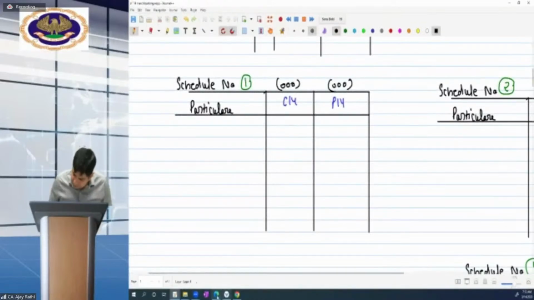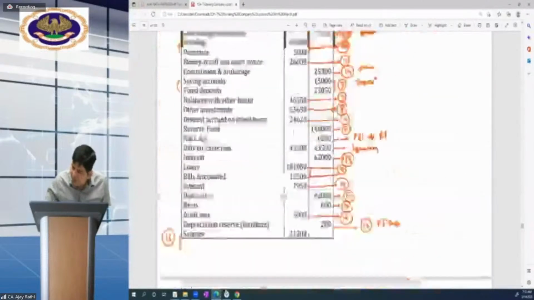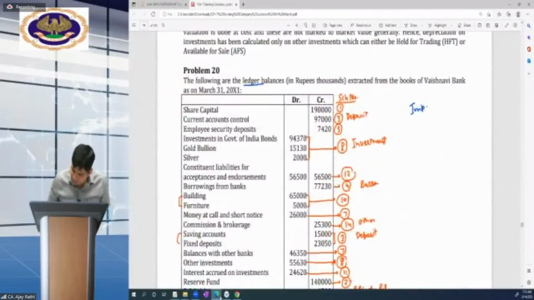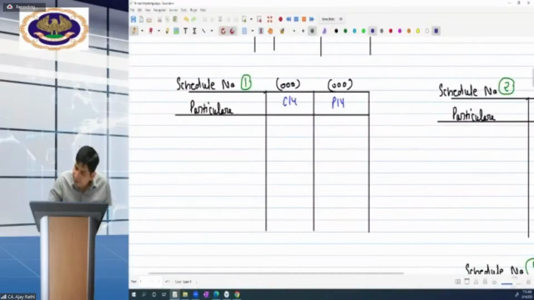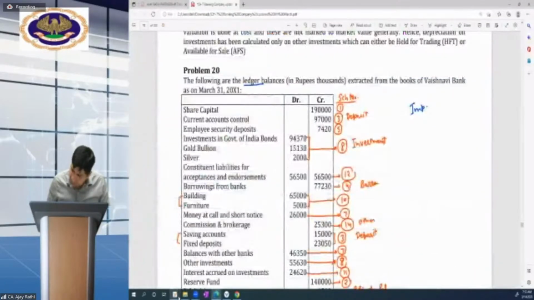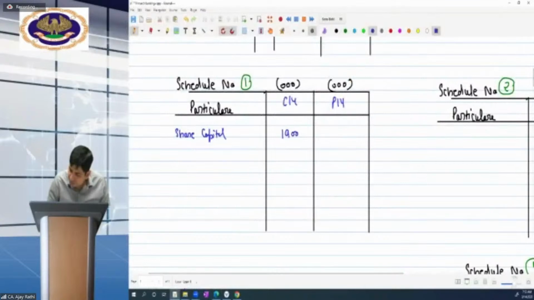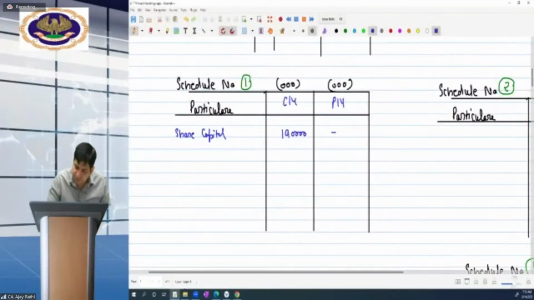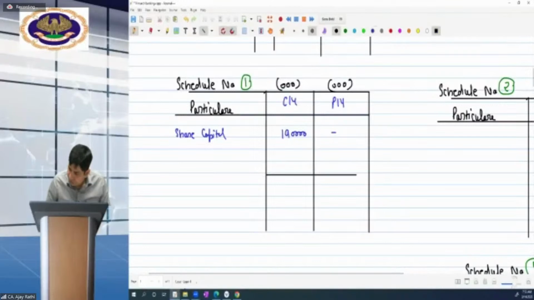Share capital. That is how much? That is 1,90,000. Since there will not be any other figure, the total will be the same, 1,90,000.